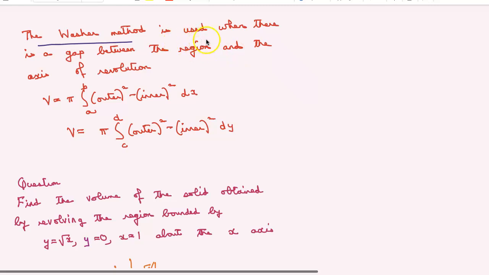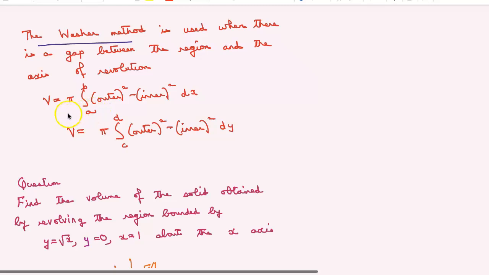So the washer method is used when you have to find a volume and when there is a gap between the region and the axis of revolution. That is, when you rotate the region, if there is a gap, we use the washer method. Otherwise we use the disk method.